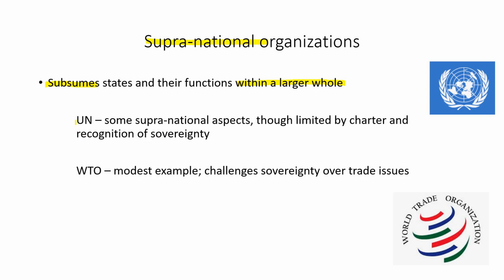The UN is a global example of an international organization that has some of these supranational aspects, but it is limited somewhat, and sovereignty still is the overriding norm there, that all the states have their sovereignty and will willingly or voluntarily choose to integrate in certain aspects.